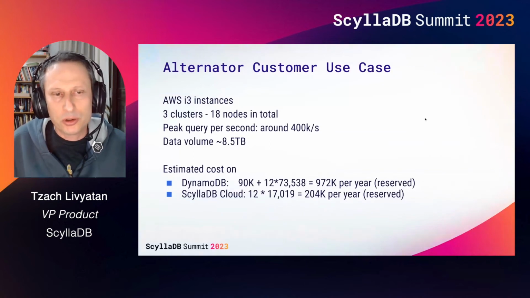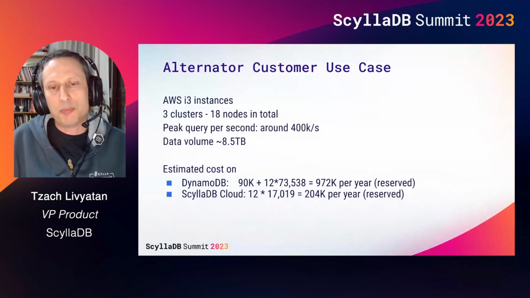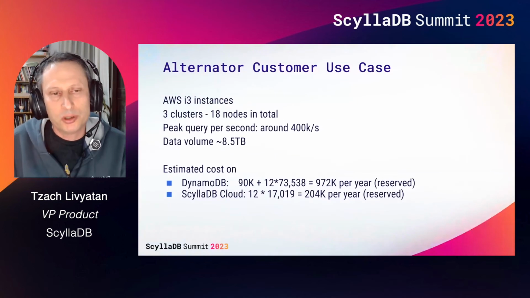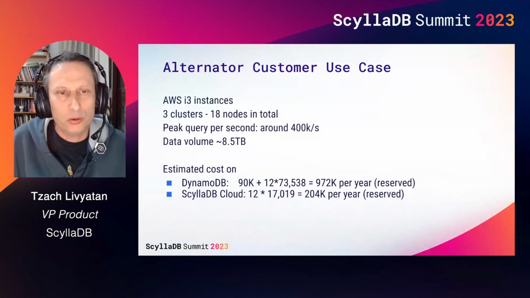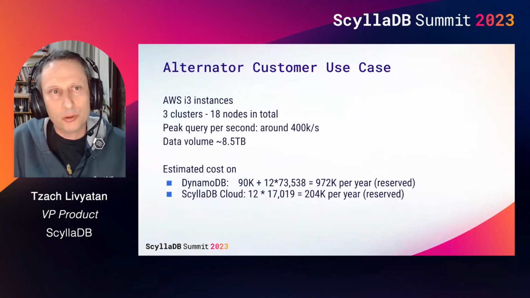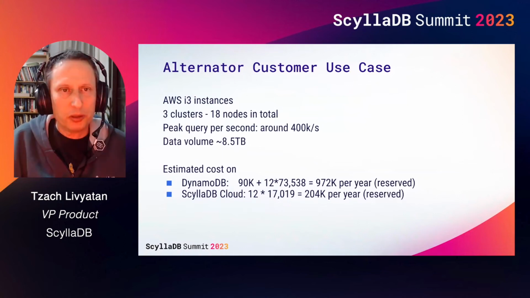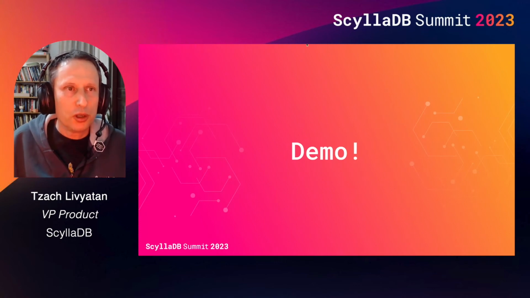The estimated cost here is much cheaper for ScyllaDB as expected, but to be completely transparent, I don't really have the number of how much they are paying to AWS. So this is an estimation using the AWS calculator based on the requests per second and storage that they have. So as you can see, even with the Alternator API, Scylla makes much more sense from a price perspective. Okay, so let's do a quick demo.